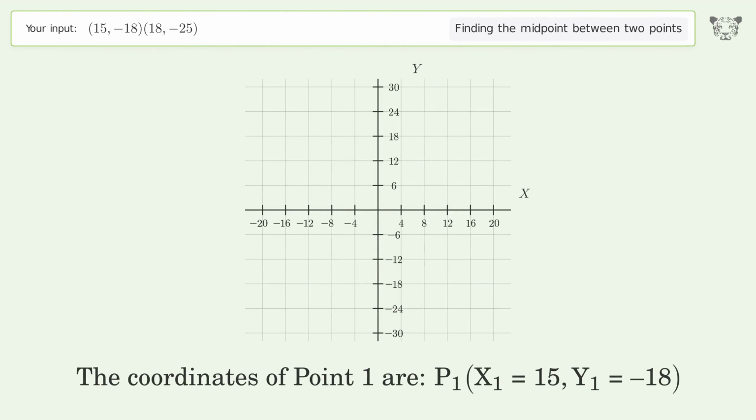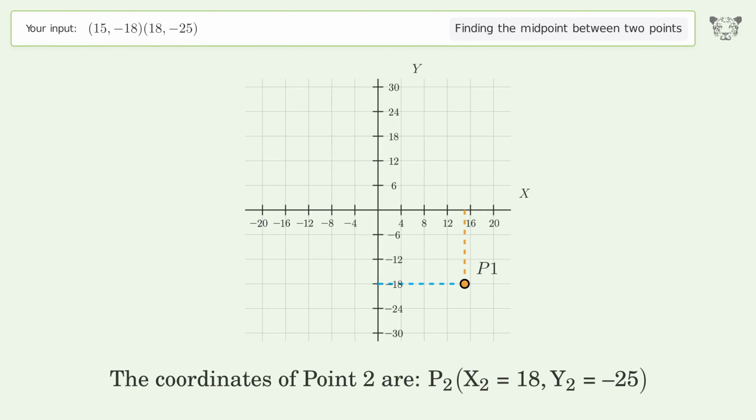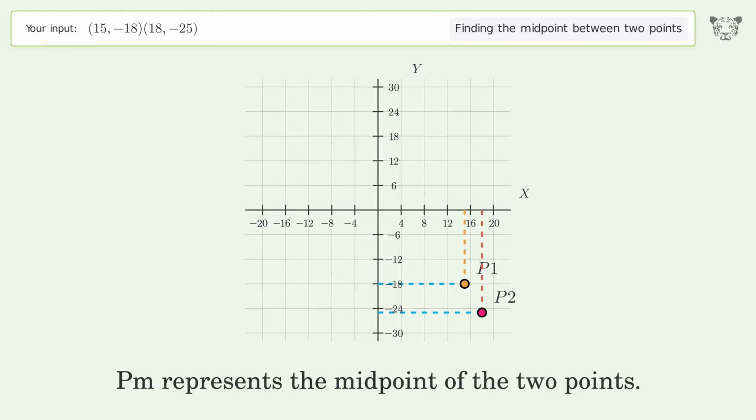The coordinates of point 1 are x1 equals 15, y1 equals negative 18. The coordinates of point 2 are x2 equals 18, y2 equals negative 25. PM represents the midpoint of the 2 points.